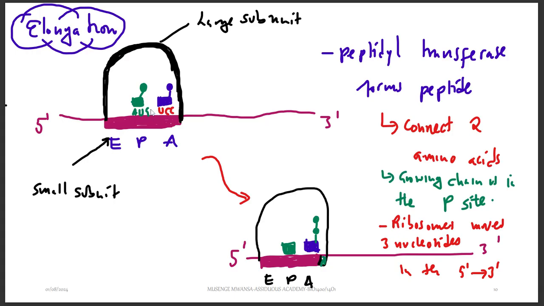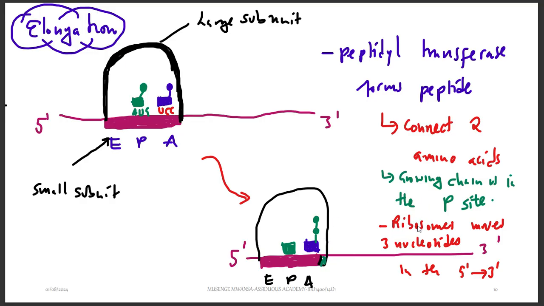So what is going to happen after this happens? These two amino acids are going to be connected together. Okay, and that will be using the enzyme peptidyl transferase. So the peptidyl transferase is going to form a peptide bond between these two amino acids. And can you see that the tRNA that is in the P site has now remained without an amino acid.